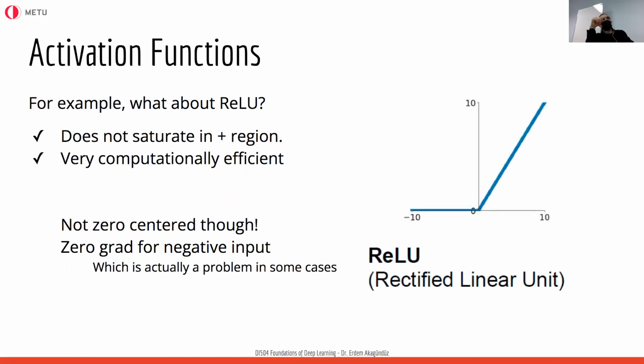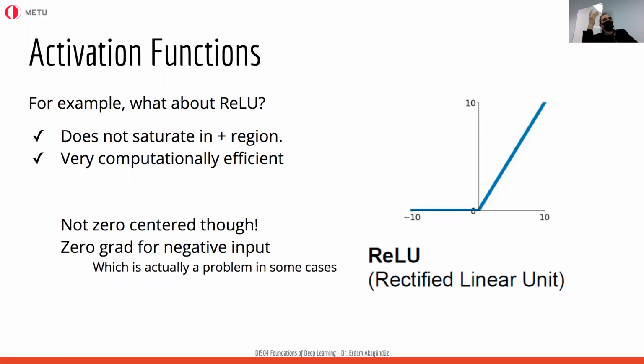So you can see the graph. It's quite simple because just looking at the graph will give you an idea about the derivatives as well. If the input to the function is negative, the output is zero. And for that region where the input is negative, the gradient is also zero. This is a problem, just like I said, because it kills the gradients. However, when the input is positive, the output is passed as it is. So it's a linear function there, and the gradient is one.